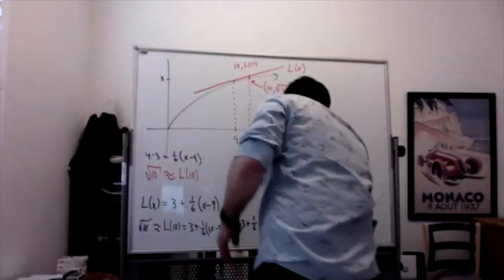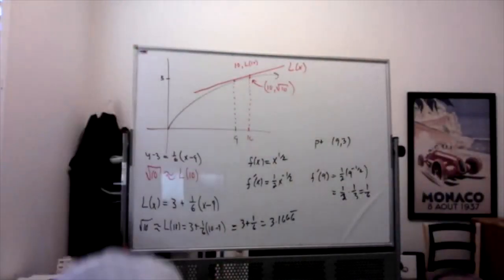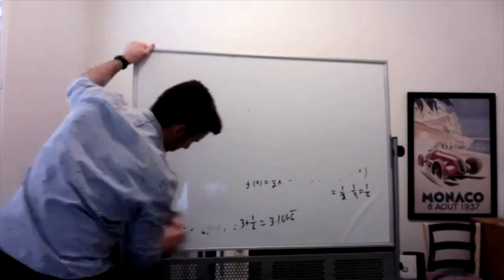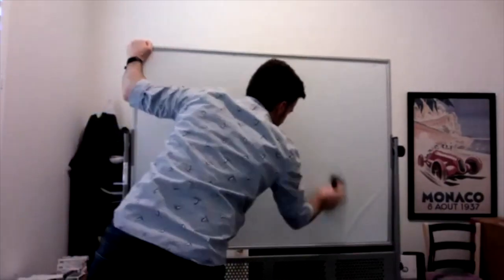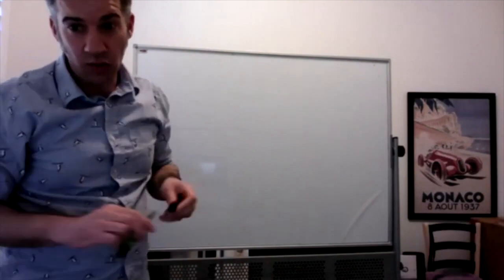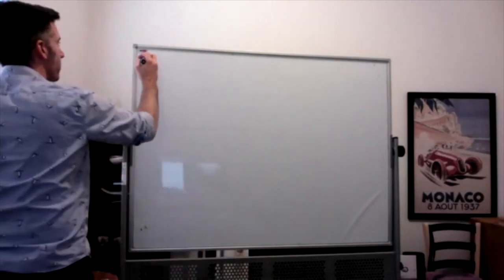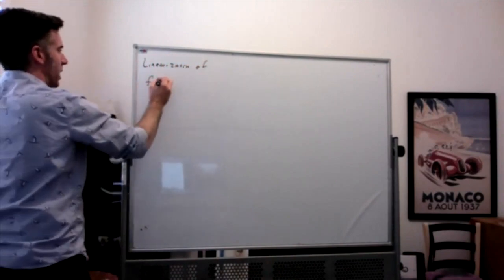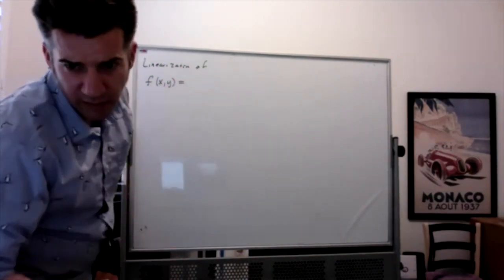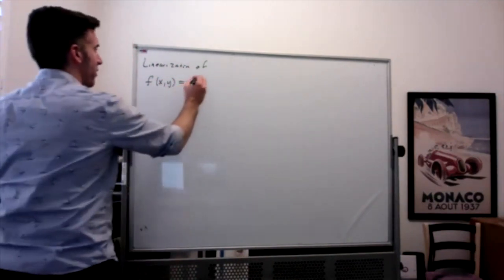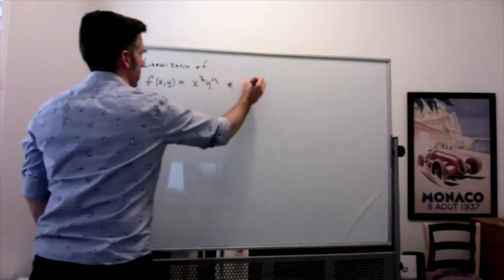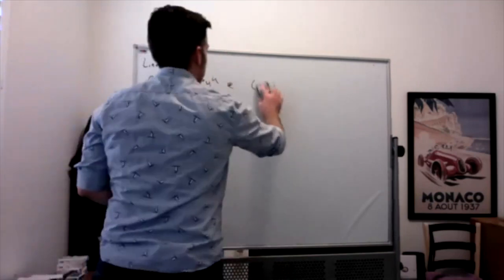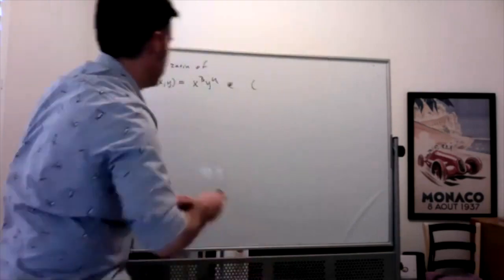So I know I've only got a few minutes here. I might be closer to 150, because I feel like I should give you guys one example here with actual numbers. Again, the nice thing about this is it's not actually that hard to do. So let's find the linearization of the function f of x y equal to x cubed y to the fourth at the point 2, comma 1.